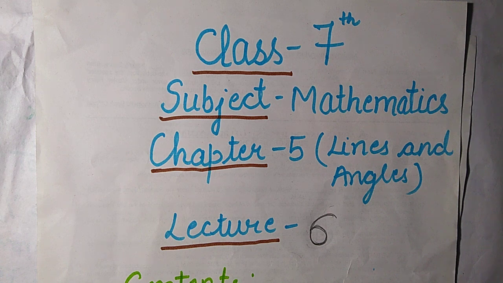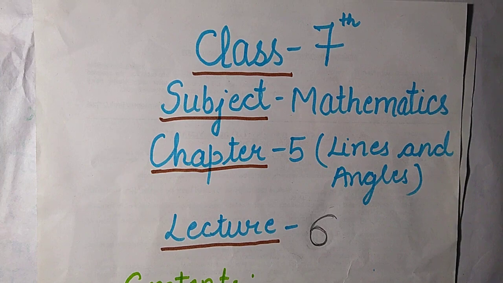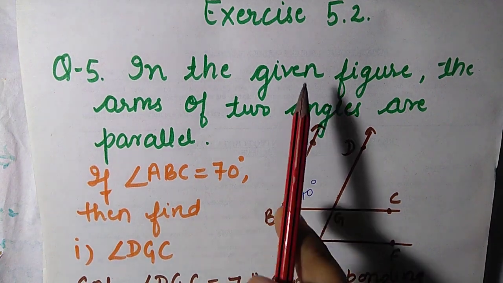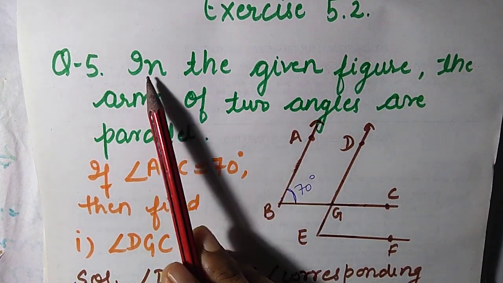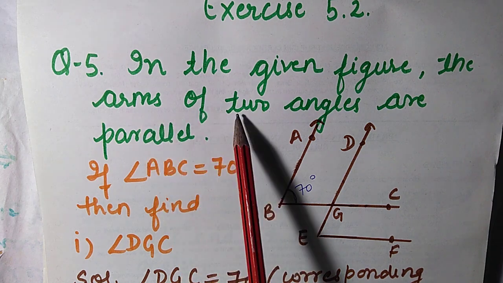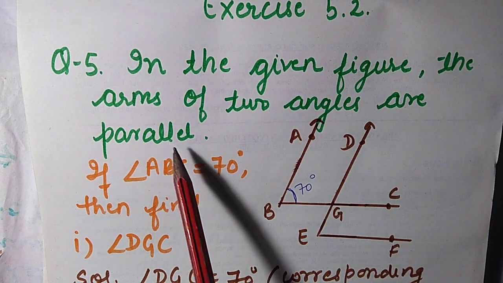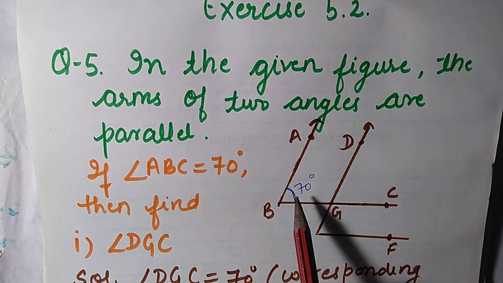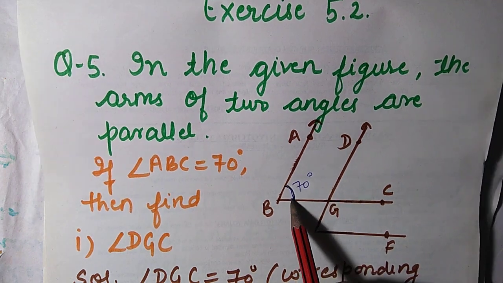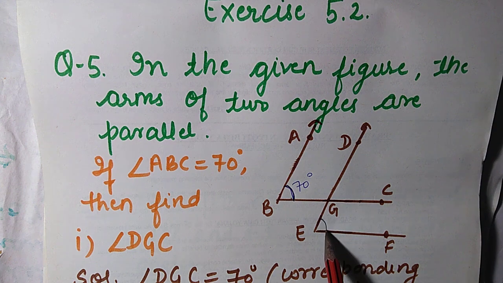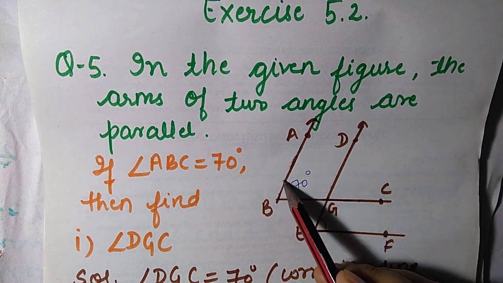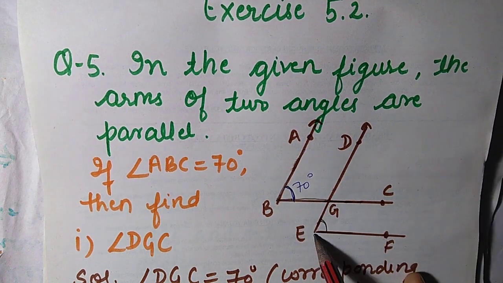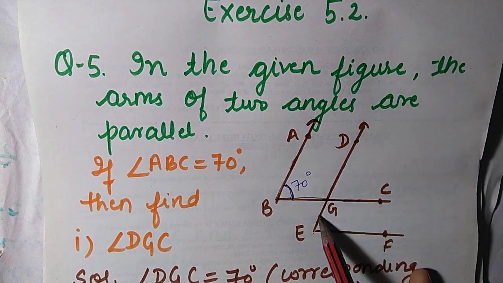So let us start with question number 5 of exercise 5.2. What is given? In the given figure, the arms of two angles are parallel. It means here we have the formation of this angle and the formation of this angle. This angle is made up of these two arms, and this angle, that is angle E, is made up of these two arms.